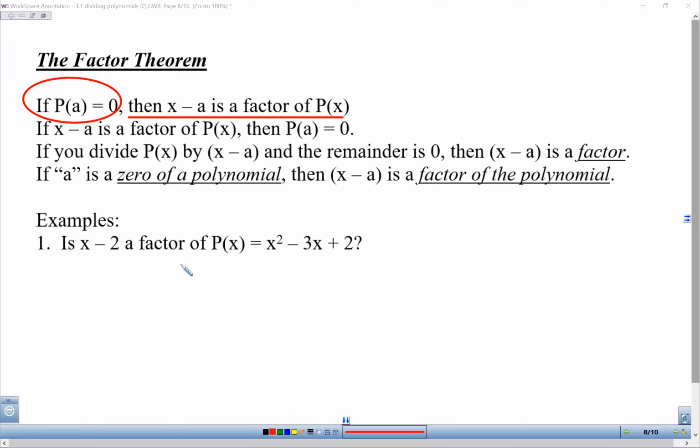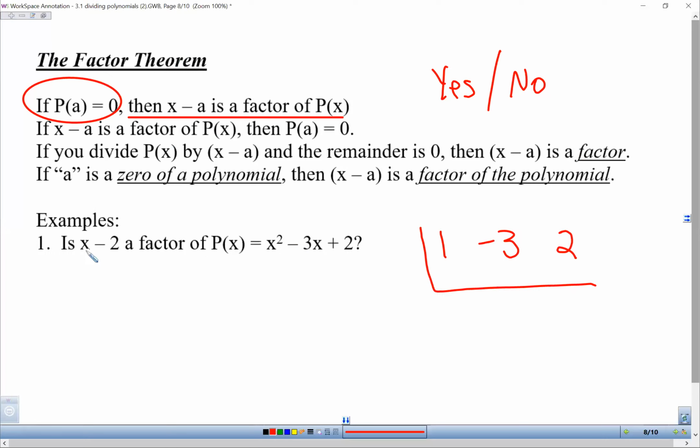Okay? So your answers here are going to be either yes or no. Yes, it is a factor. No, it is not a factor. Okay? So we take this first one. We got a 1, a negative 3, and a 2. X minus 2 means a is equal to 2. So that's what we're going to use for synthetic division.